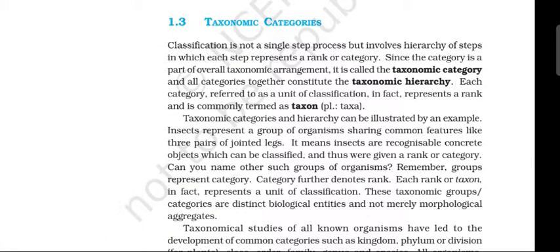So now we will study class 11, The Living World: taxonomic categories.